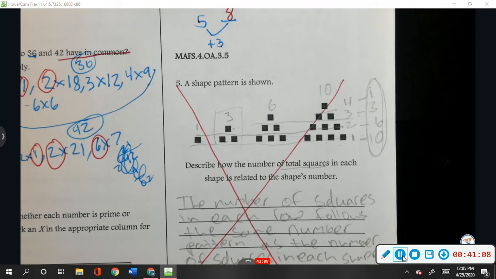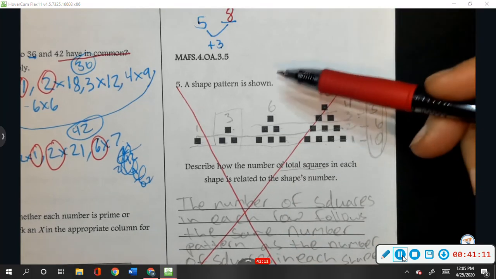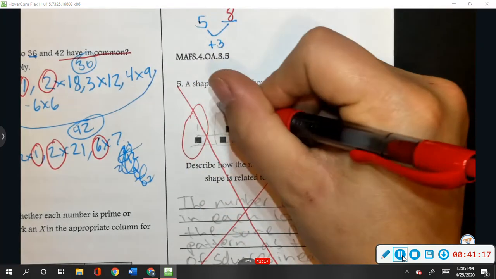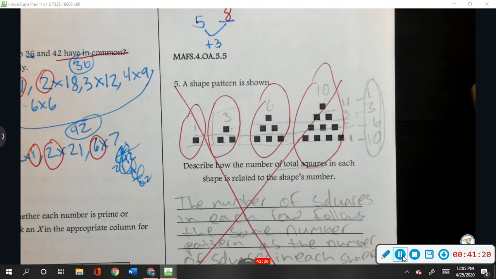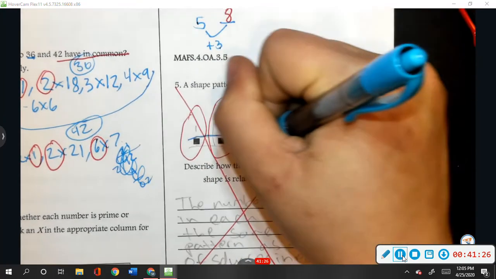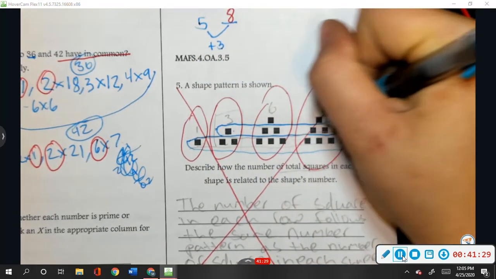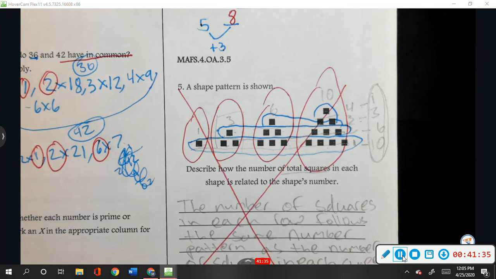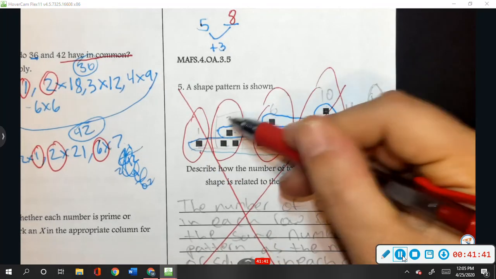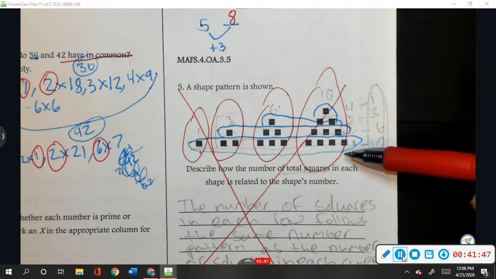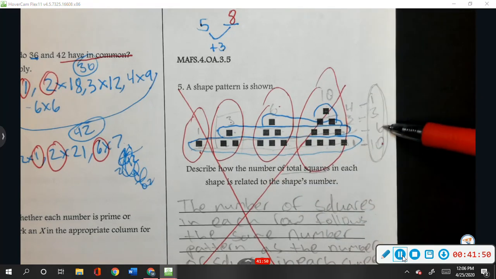Okay, so what I noticed was I looked at this in 2 different ways. I looked at it as individual shapes, and then I looked at it as individual rows. Just like this. And what I noticed about the pattern was that however many squares I had in a shape, 1, 3, 6, and 10, correlated or related to the number of squares I had in each of the rows, 10, 6, 3, and 1.